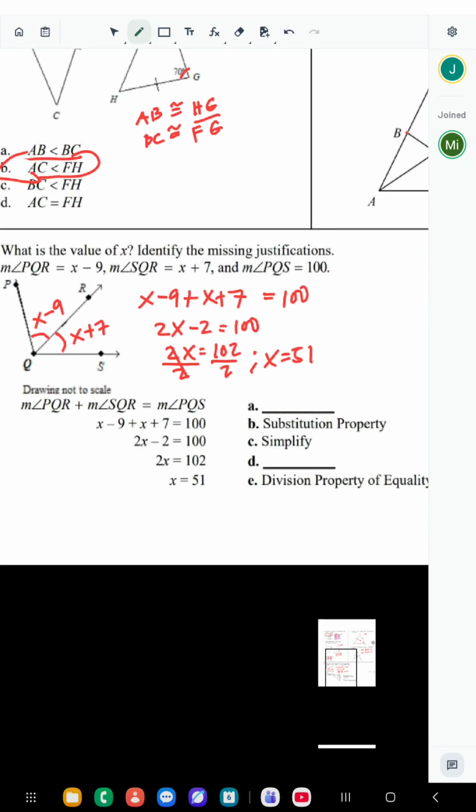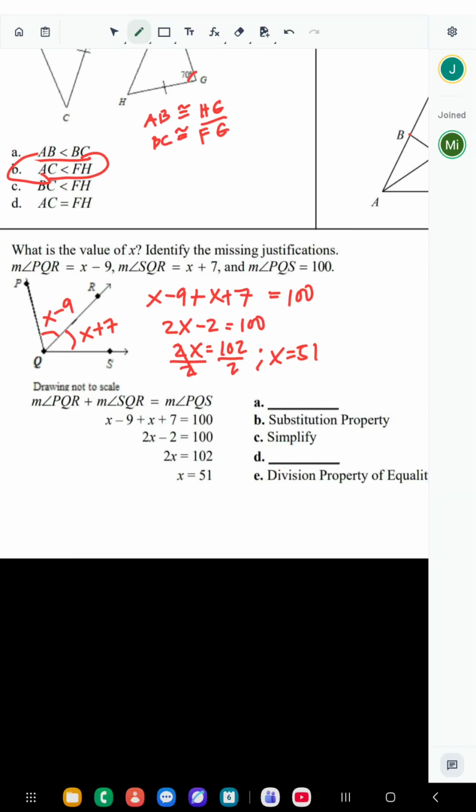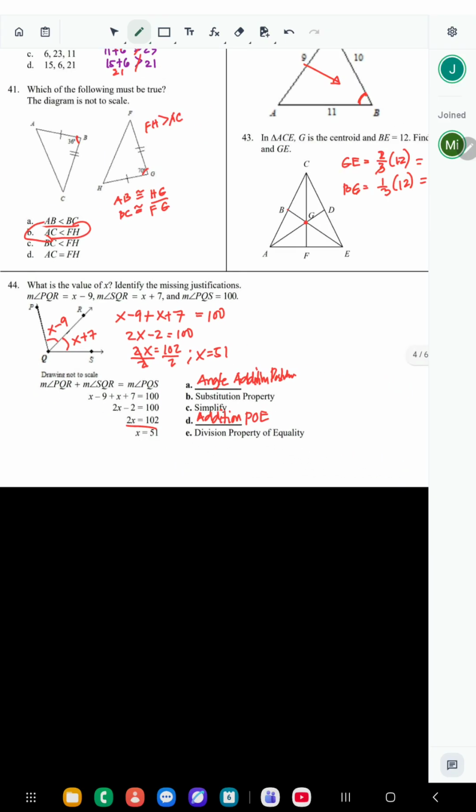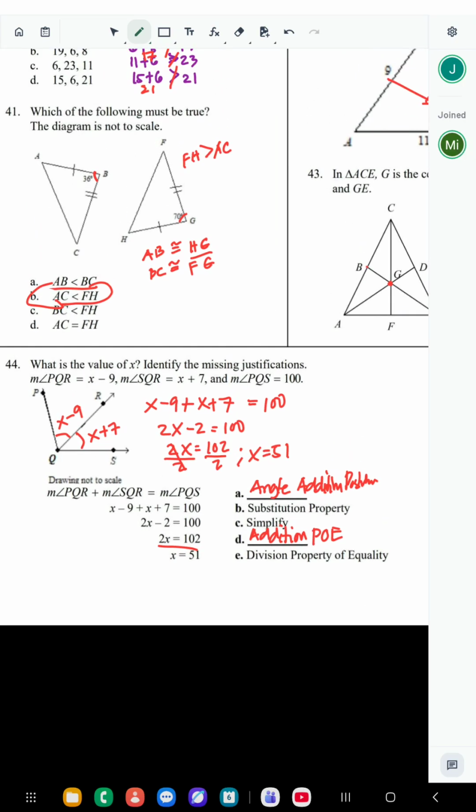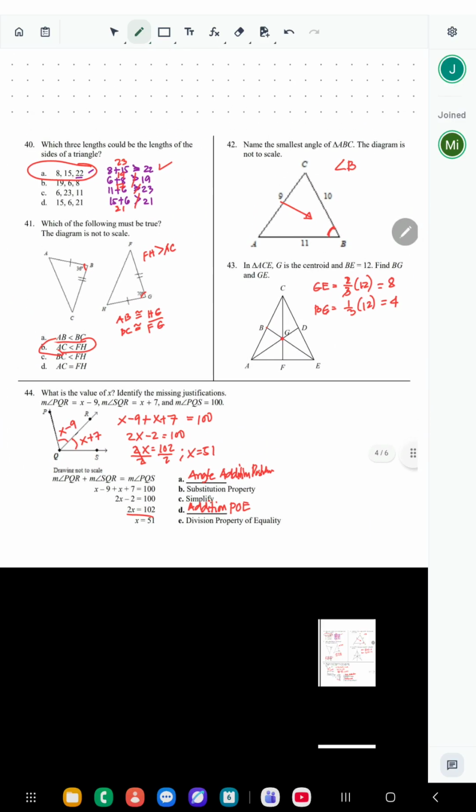Measure of angle addition. Do this one. Angle addition postulate. Then substitution. Then you simplify. Then okay, what property is that? Addition property of equality. Okay, we did everything, right? The rest of the worksheets, you don't have questions on this?